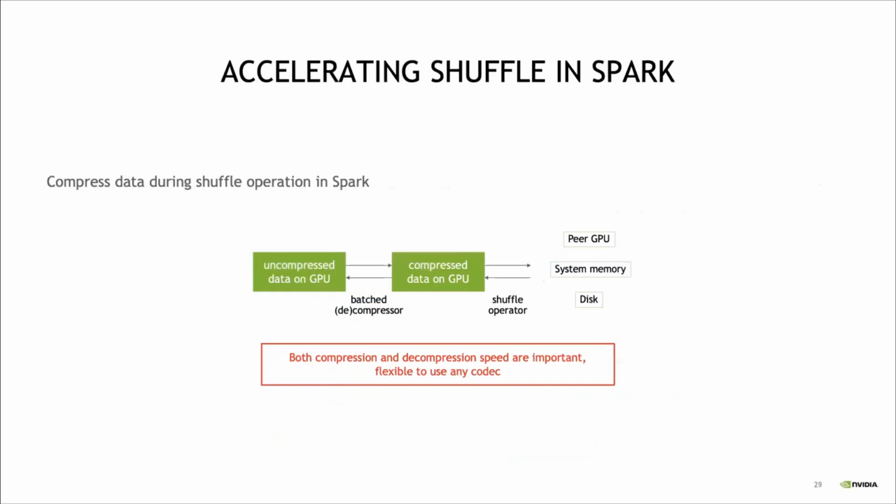The other use case I want to show is similar to the previous one, but in Spark. During shuffle, the data is also compressed, and it could be sent to a different GPU, or it could be stored on disk or system memory. By default, I think Spark is using LZ4, but it's configurable, so you can, in principle, use any other compressor. That's another potential use case for NVCOMP.